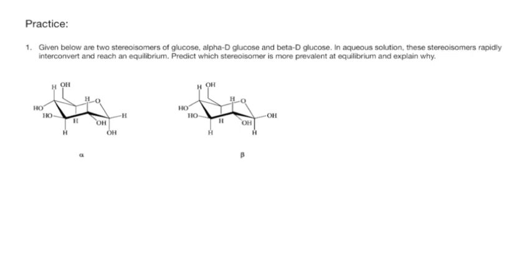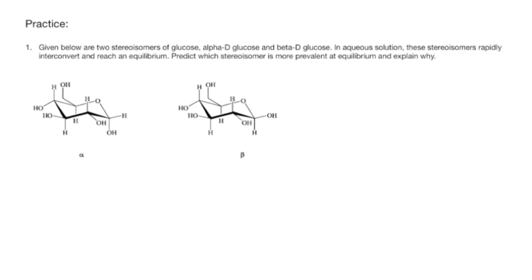As always, let's do some practice. Given below are two stereoisomers of glucose, alpha-D-glucose and beta-D-glucose. In aqueous solution, these stereoisomers rapidly interconvert and reach an equilibrium. Predict which stereoisomer is more prevalent at equilibrium and explain why. Feel free to pause the video and try this problem on your own first.